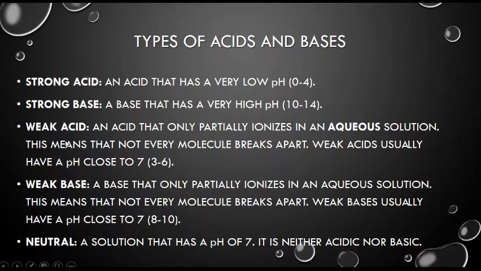So a couple of terms that you're going to want to know. A strong acid is anything that is very low on the pH scale, below 4, 0 to 4. A strong base is anything that's very high, from 10 to 14.